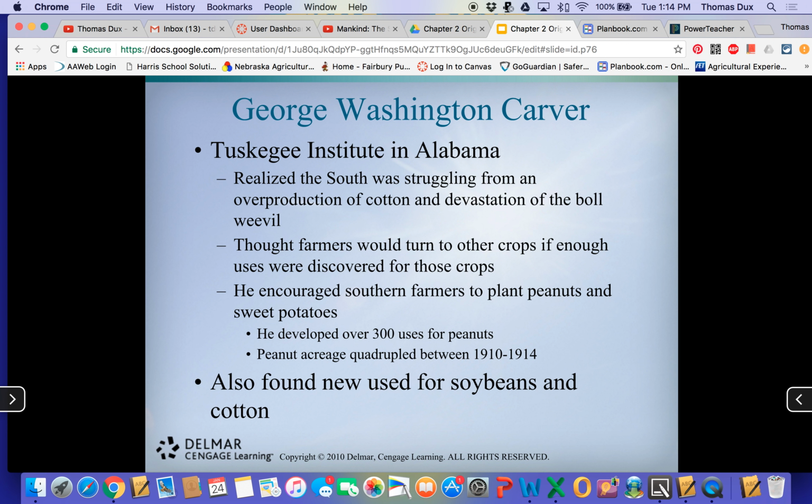So without this guy, you would not have peanut butter. You would not probably have honey roasted peanuts or salted peanuts or any of these uses with peanut oil. But he found all of these uses, especially soybeans for ink as well. Ink's a big thing that was created. And so he founded a lot of these different products that soybeans and peanuts could be used for.